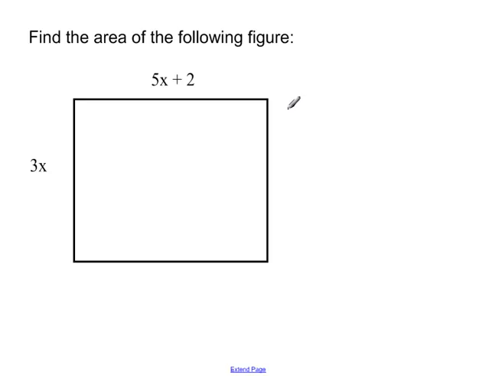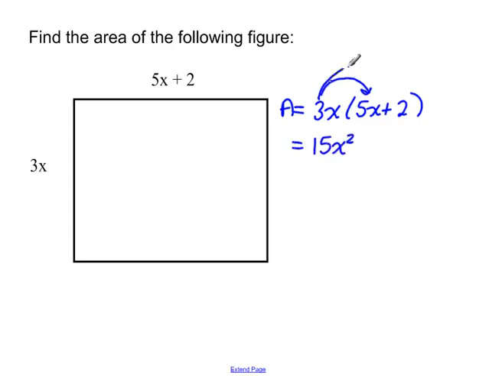So to find the area of this figure, we're going to do 3x times (5x plus 2). So it just makes it a little bit easier to write the monomial first times the polynomial second. And we're going to do distribution. 3x times 5x is 15x squared. 3x times 2 is 6x. And because those are not like terms, we're done. That is the area of that particular rectangle.